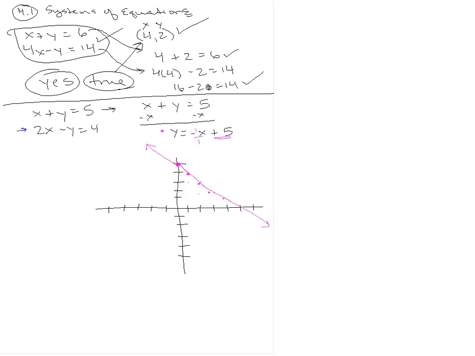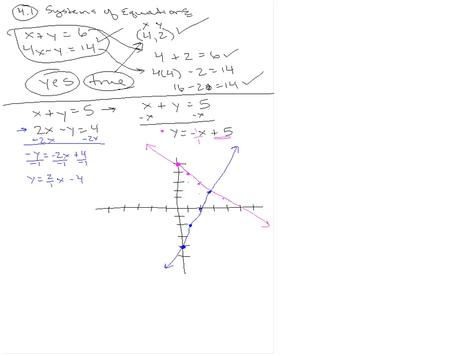Again, we'd have to move the x over. You get negative y equals negative 2x plus 4, but you can't have that negative, so you divide by negative 1, and you get y equals 2 over 1x minus 4, which means negative 4 is the y-intercept. The slope is up 2 and over 1, up 2 and over 1, up 2 and over 1. So this line goes this way.